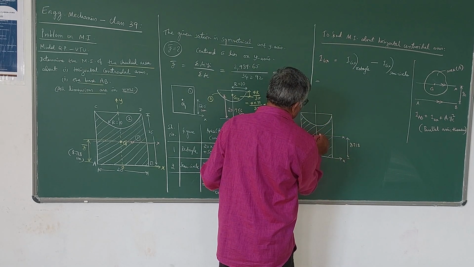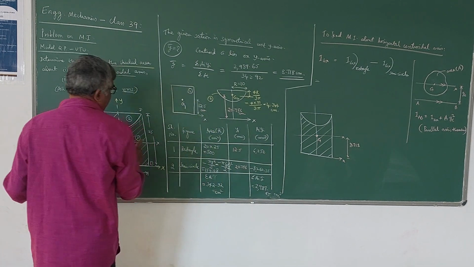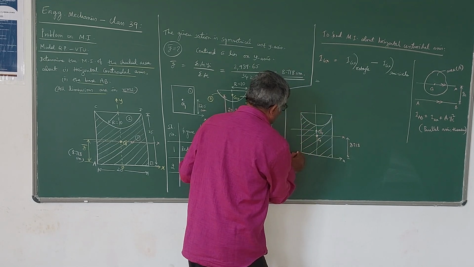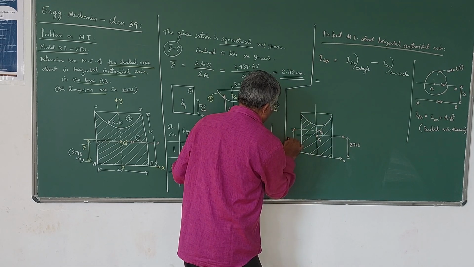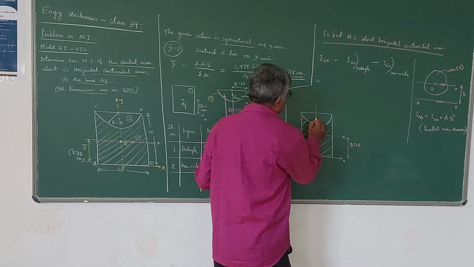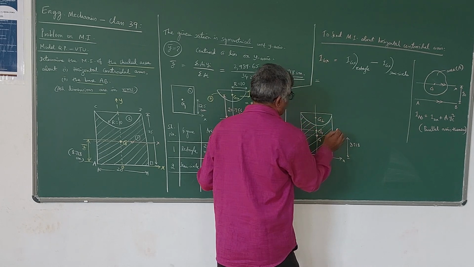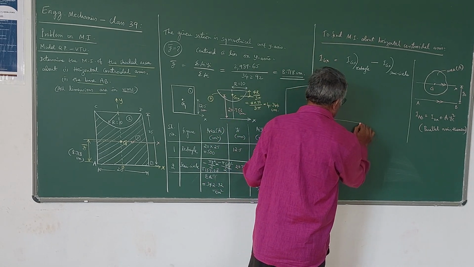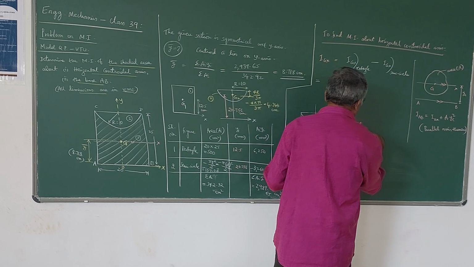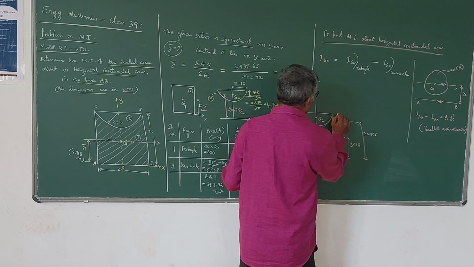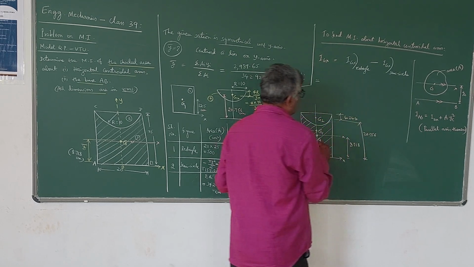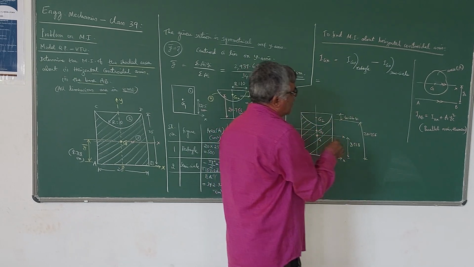And G1 I am going to locate. G1 will be at a distance of 12.5 from the x-axis. So G1 is here, and this distance is 12.5 centimeters. And G2 will be at a distance of 20.756 from here. So this is G2, at a distance of 20.756. So this distance will be 4.244. Now using this diagram, we can find out these YC distances.